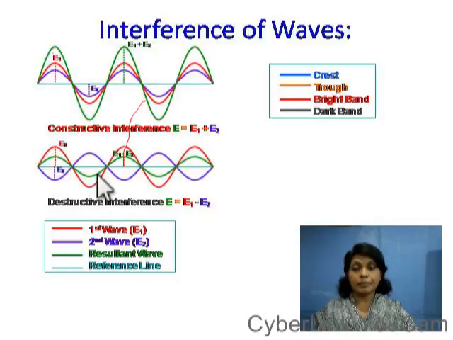And when they coincide out of phase with each other, if both of them have the same amplitude, then the interference is said to be completely destructive. The resultant amplitude is 0.